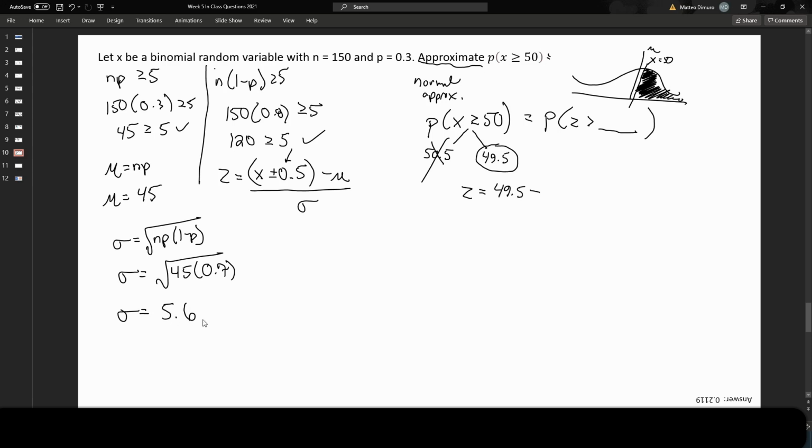Now, how many decimals to keep? I usually say keep 4, so I'm going to round to 5.6125. There. So you now have all the numbers you need. I know that my mean is 45 with a standard deviation of 5.6125. All right, plug it in. In the numerator, you get 4.5.